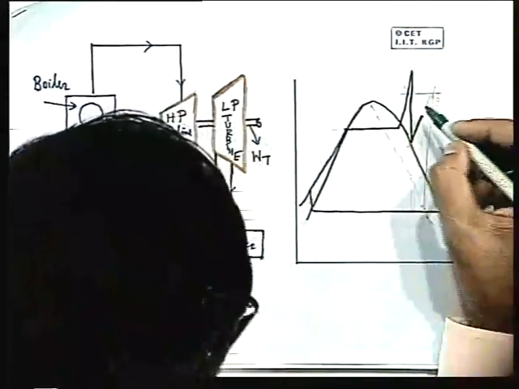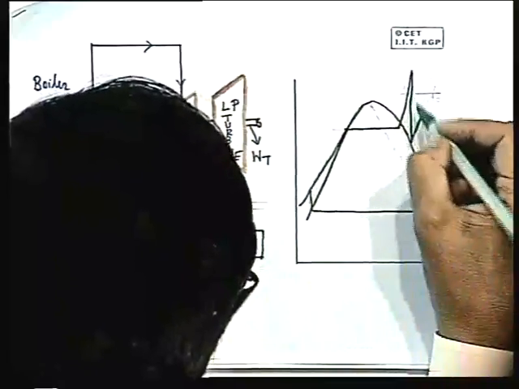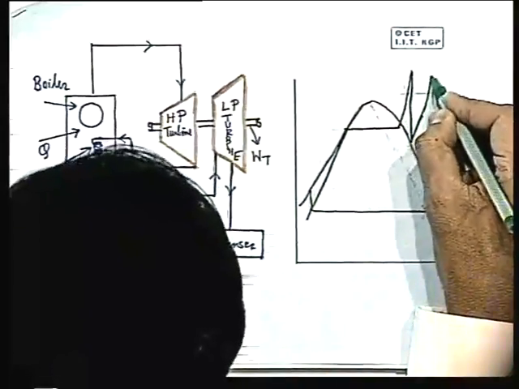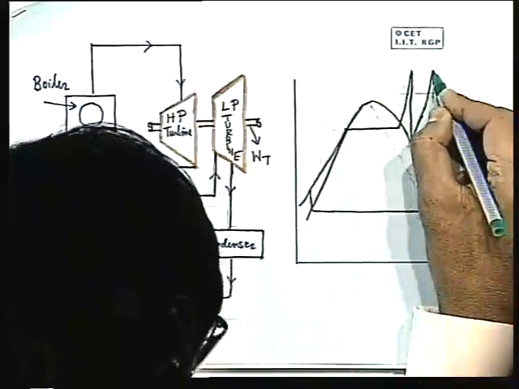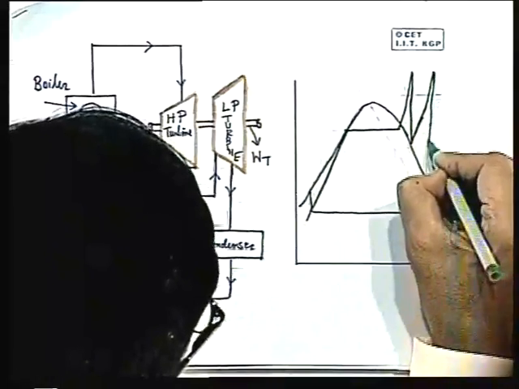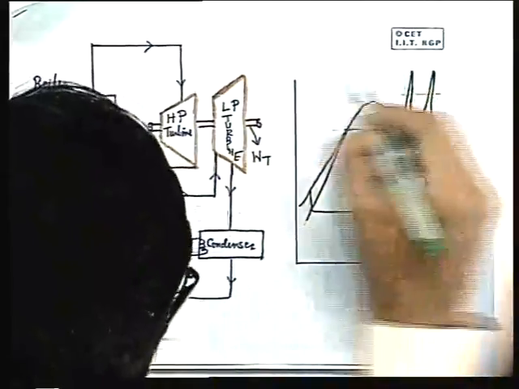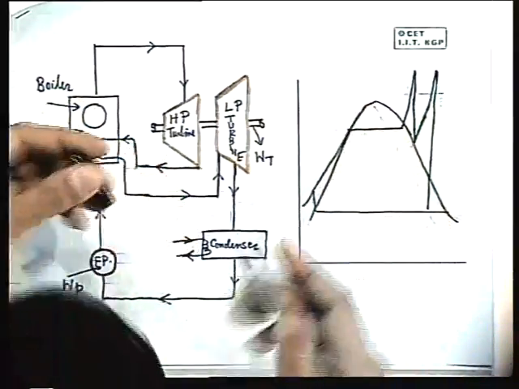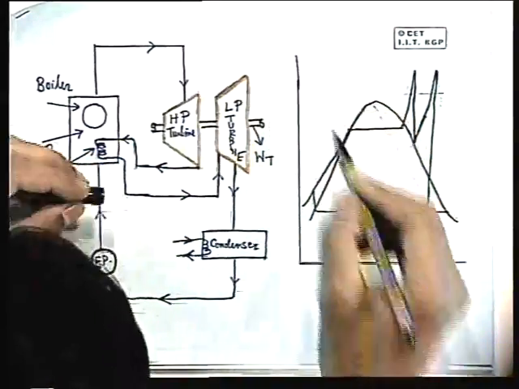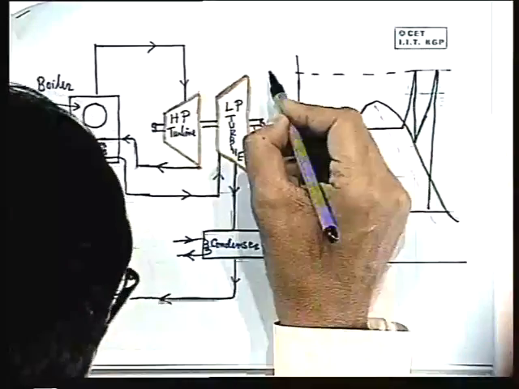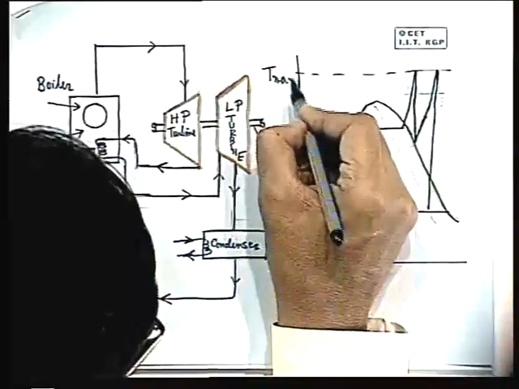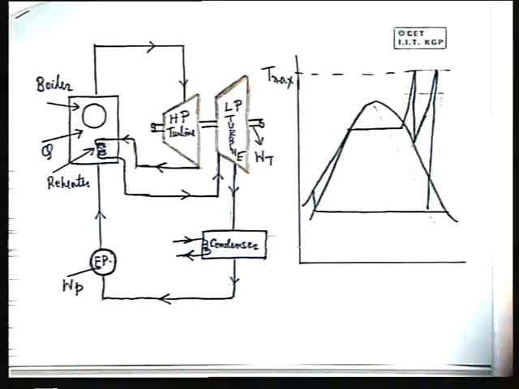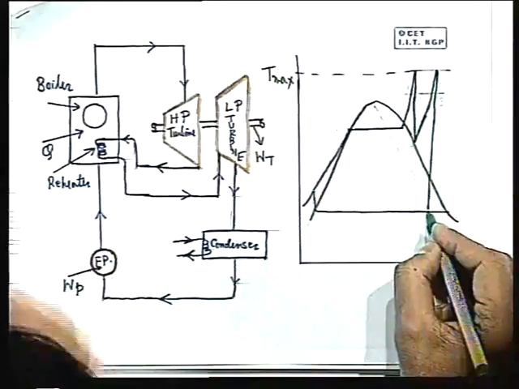So this is the point. I have shown by a... so this is the point. Now we see that. So therefore this is the maximum temperature, Tmax. So this is the point. Now you see here what happens.